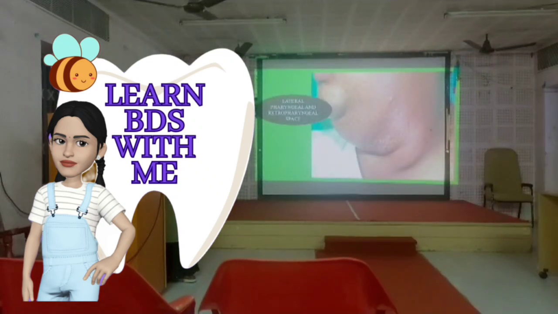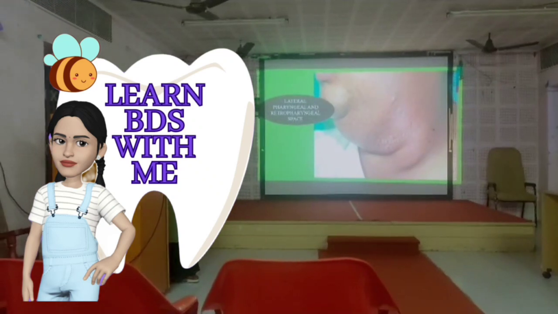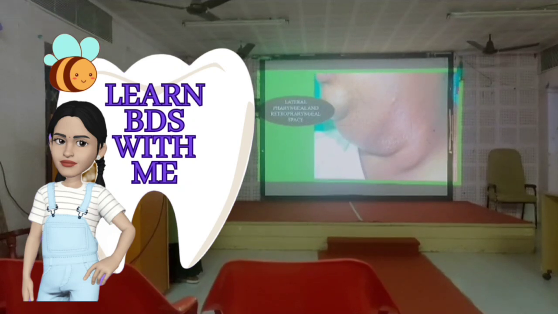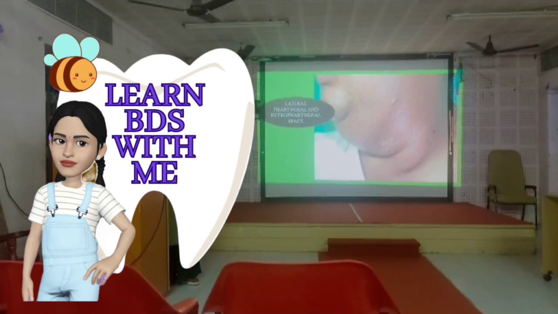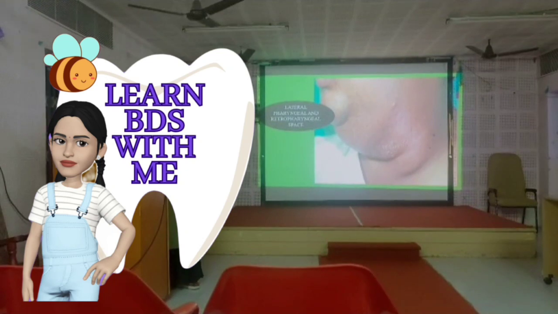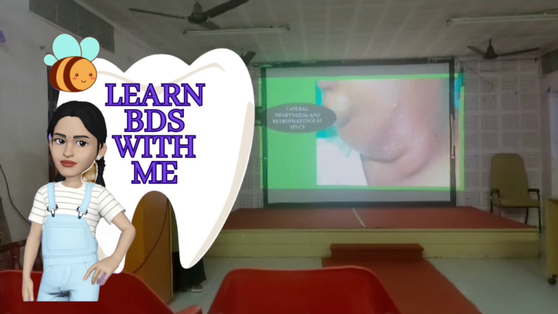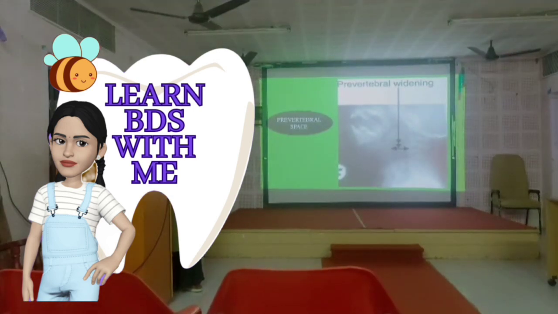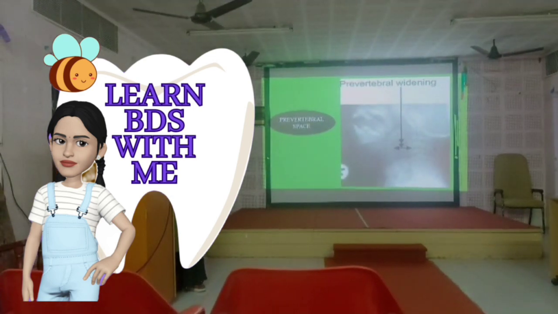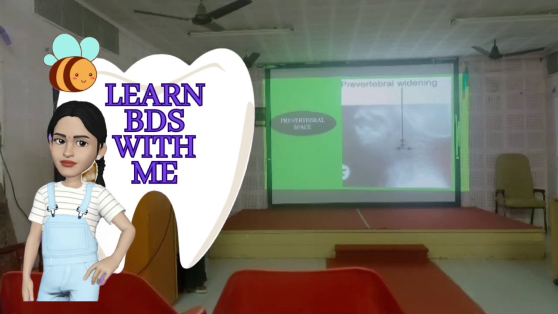Next is lateral pharyngeal and retropharyngeal space. This can be because of the mandibular, pterygomandibular space infections which are extending laterally, where a pharyngeal bulge can be seen and the patient might have pain while turning to the opposite side. Next is prevertebral space, where on X-ray examination we will be able to see prevertebral widening.